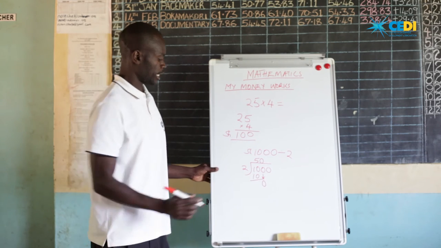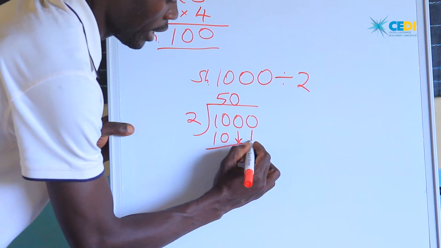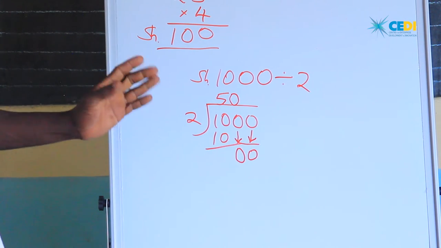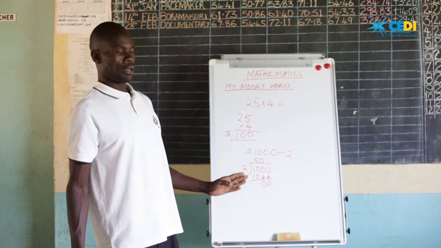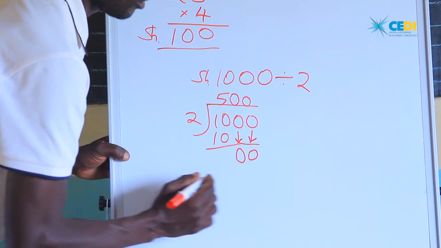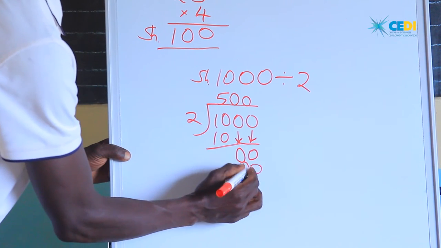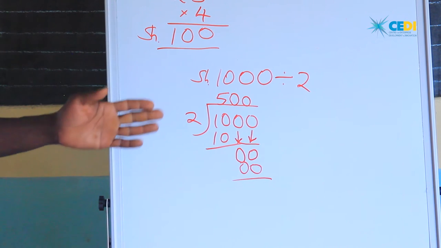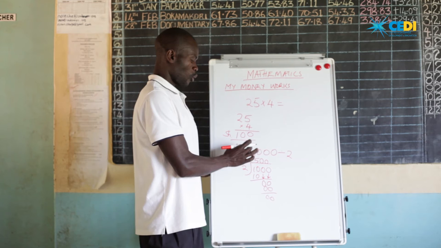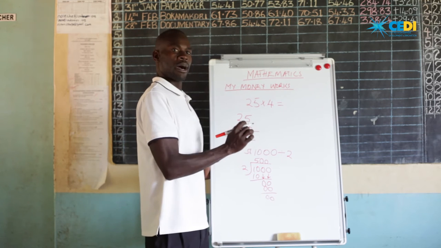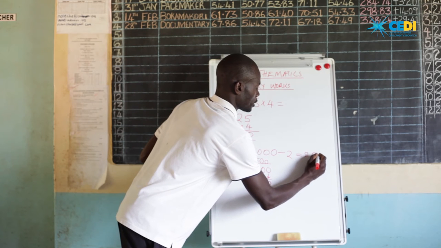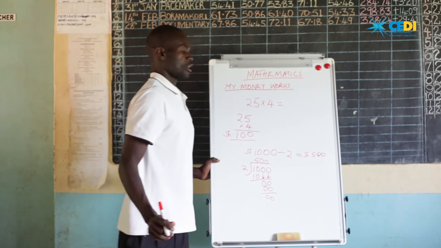Because we have some other figures there that are still remaining, we bring it down again. Each time you bring any new figure down, you must be able to multiply it. So again, 2 divide the new 0 here, 0 times, which of course is still 0 here. So if you subtract 0 minus 0, you will still remain with 0 down here. So that means that 1,000 shillings divided by 2 is equal to 500 shillings. And that is the division.